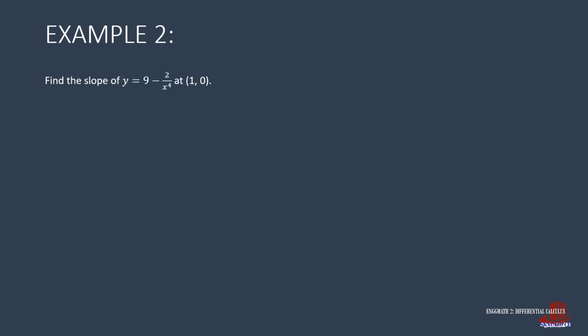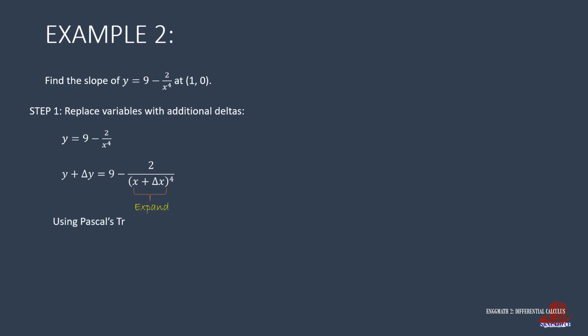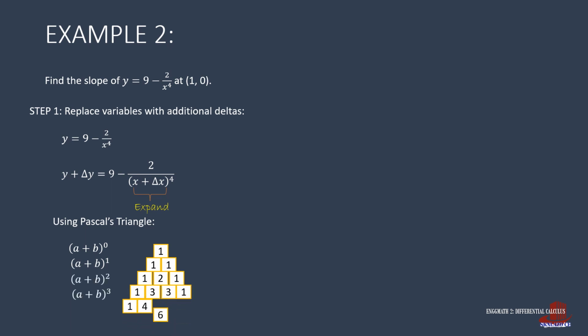The next example is to look for the slope of the equation y is equal to 9 minus 2 all over x raised to the fourth power at point (1, 0). With the same algorithm, we can incorporate the deltas, providing y plus delta y is equal to 9 minus 2 all upon the fourth power of x plus delta x, where we can expand the denominator to free the binomial from its parentheses. And since the exponent is 4, it is easy to identify the coefficients using Pascal's triangle, which are 1, 4, 6, 4, and 1.